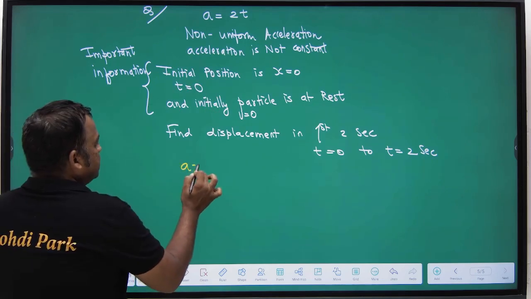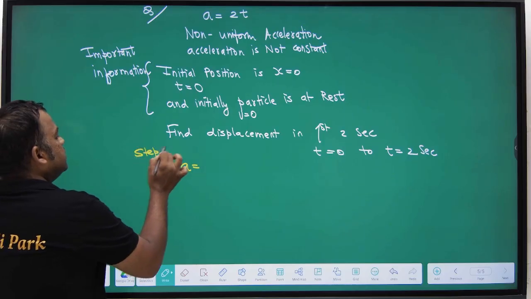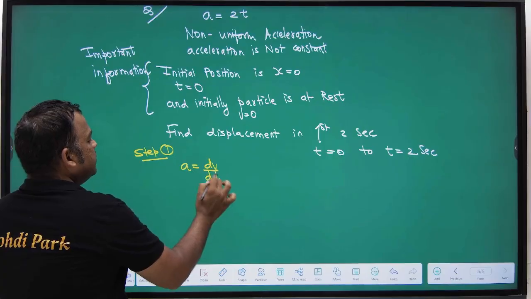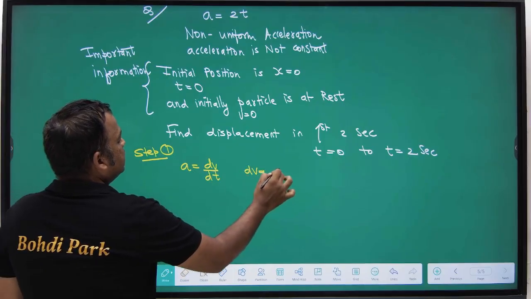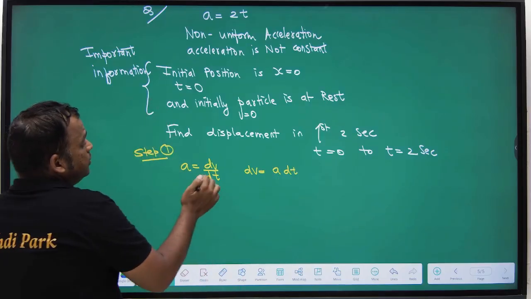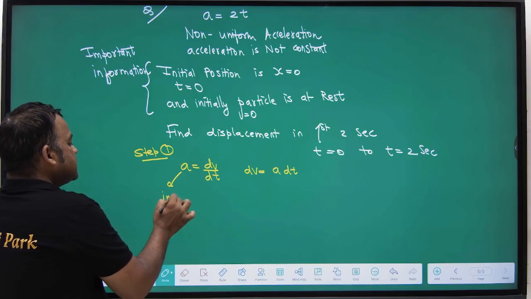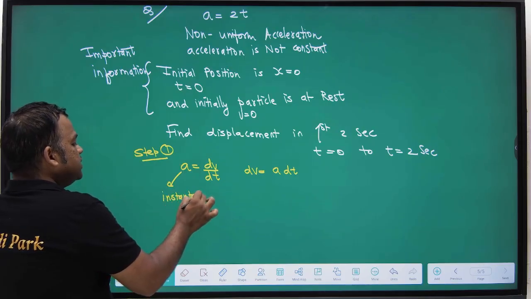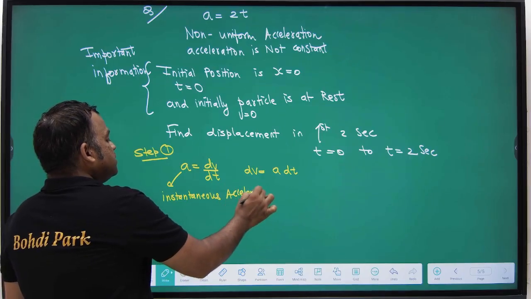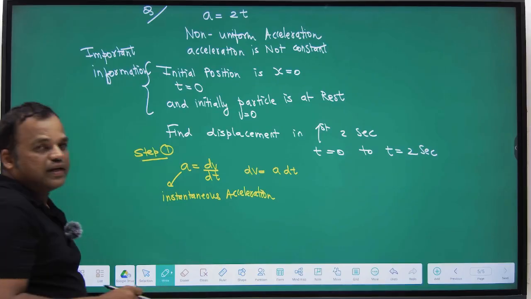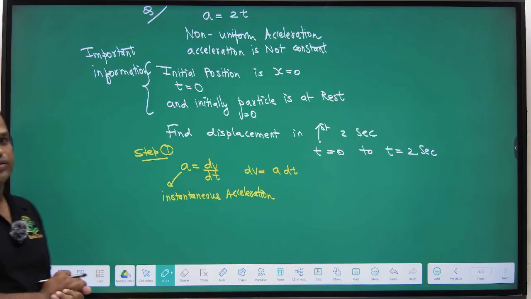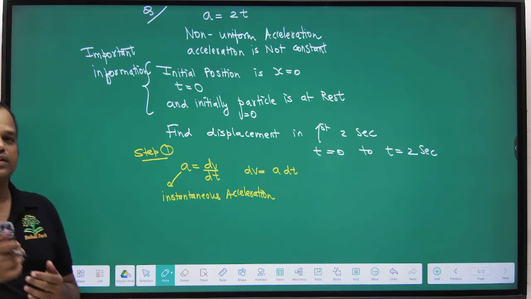So we will start with, we can call it step number 1. So acceleration we will write as dv by dt. So dv is equal to a dt. So this is instantaneous acceleration. So now our next step is to find instantaneous velocity and then instantaneous position.